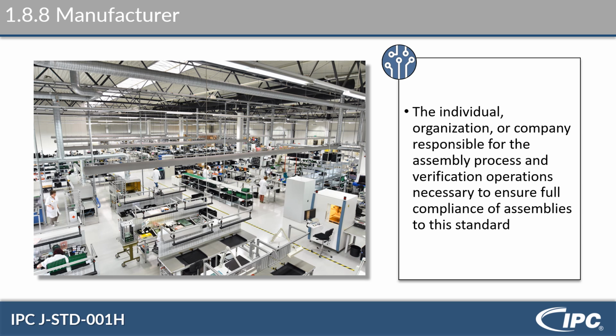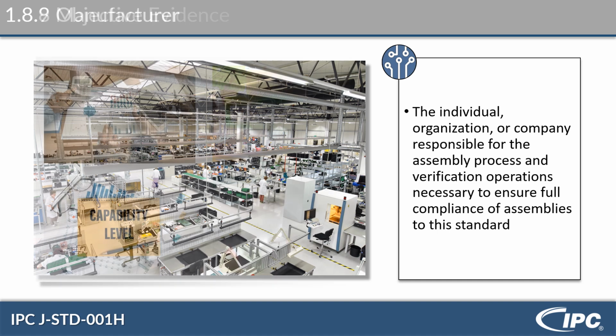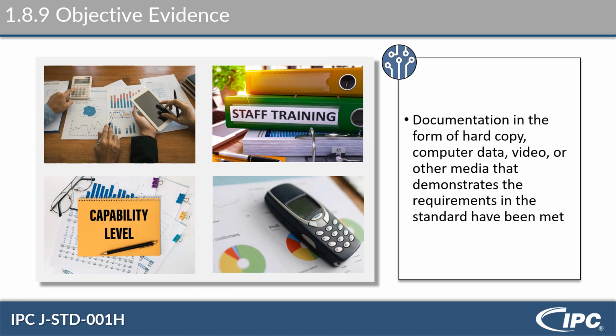A manufacturer is the individual, organization, or company who is building the parts. They are responsible for the assembly process and to make sure that everything is compliant to this standard. Objective evidence, again, that is documentation in the form of hard copy, data, video, or other media that demonstrates the requirements and standards have been met.